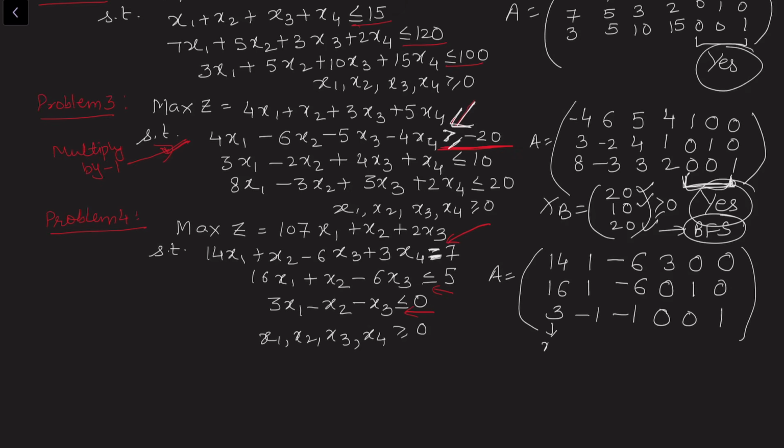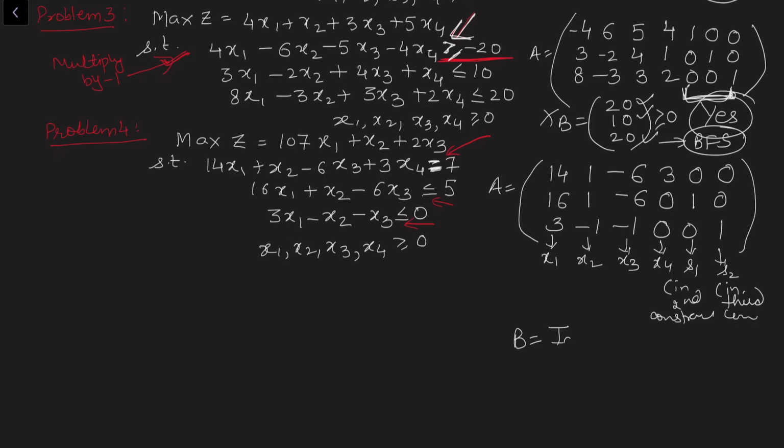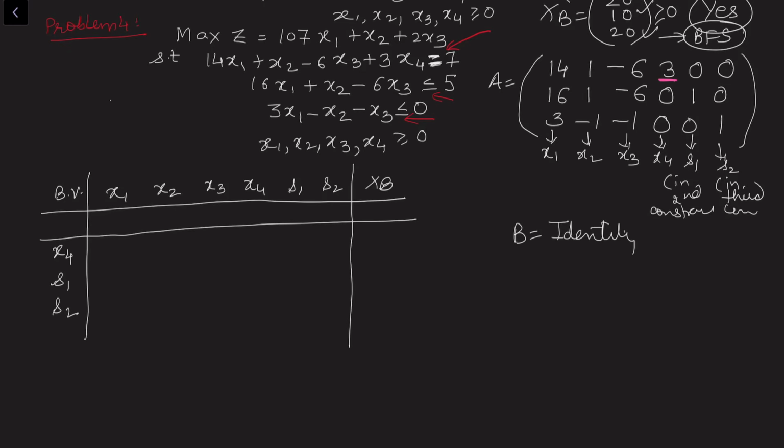So this is corresponding to x1, this is corresponding to x2, x3, this is corresponding to x4. This is the slack variable in the second constraint, and this is the slack variable in the third constraint. Now notice that the identity matrix B is missing here, but we can find this identity matrix by dividing this position, this 3, by 3. If we divide this 3 by 3, we can get the identity matrix. So before applying the simplex method, divide the first constraint by 3. Dividing the first constraint by 3, we get the simplex table as this.